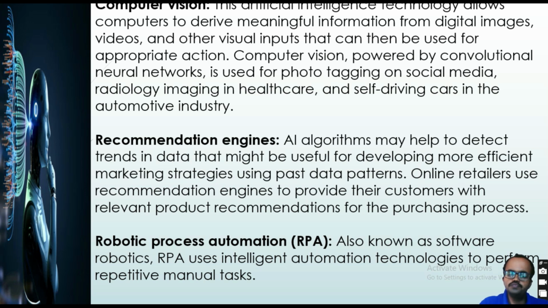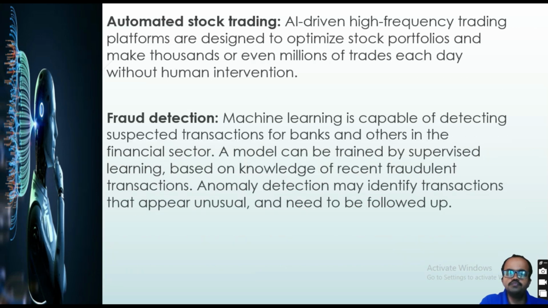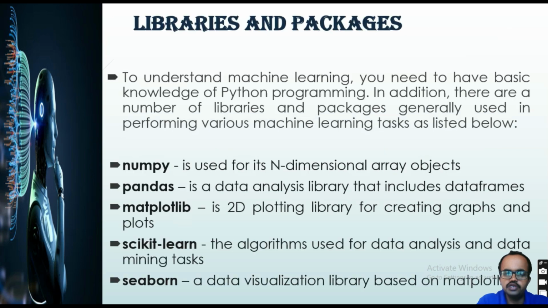Robotic process automation, also known as software robotics or RPA, uses intelligent automation technology to perform repetitive manual tasks. That's called robotic process automation. Automated stock trading: AI-driven high-frequency trading platforms are designed to optimize stock portfolios and make thousands or even millions of trades each day without human interaction. That is automated stock trading. Fraud detection, where we use machine learning.